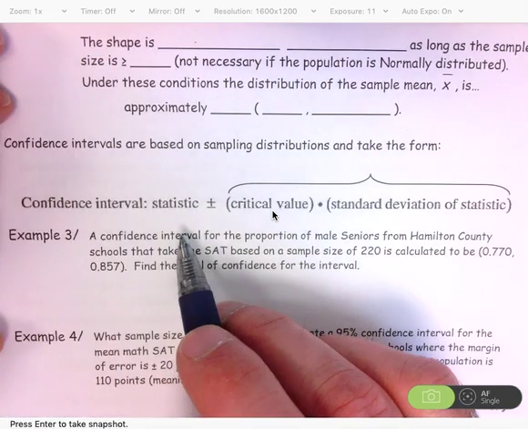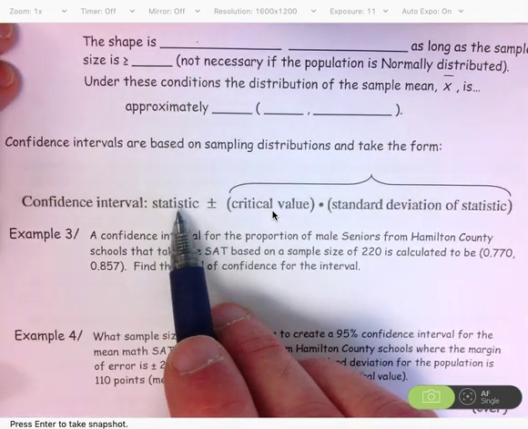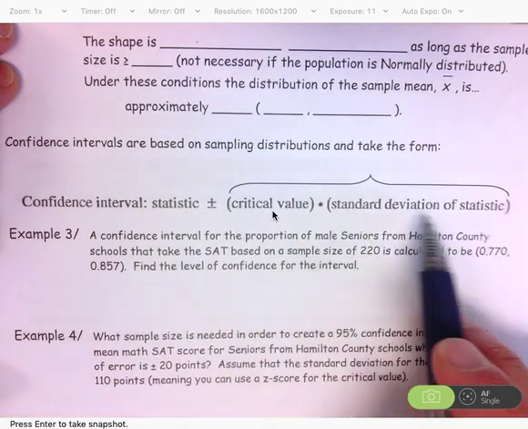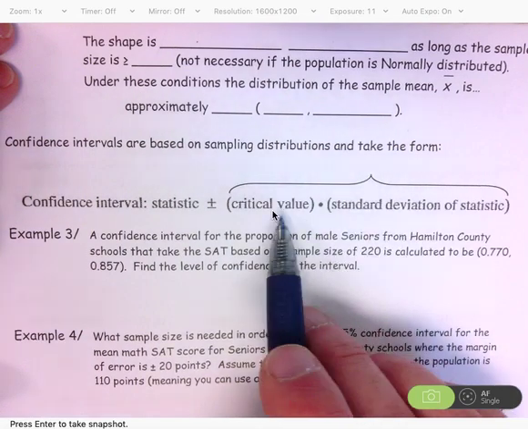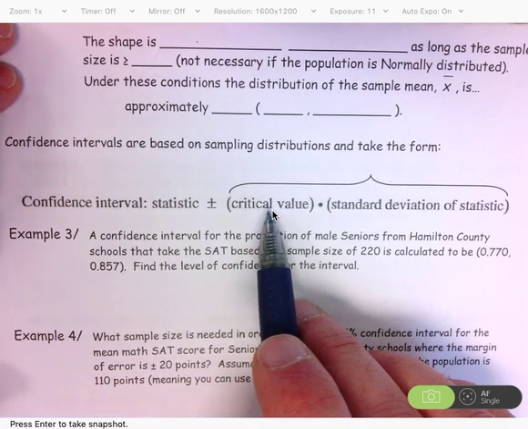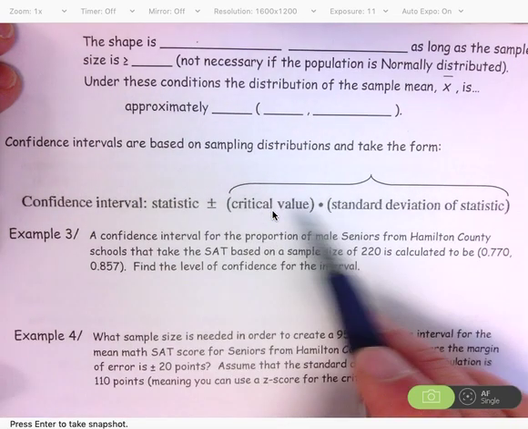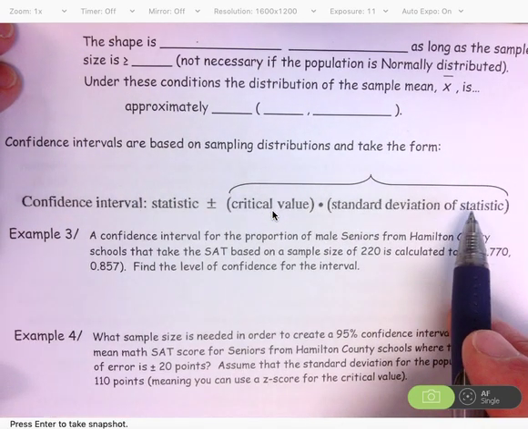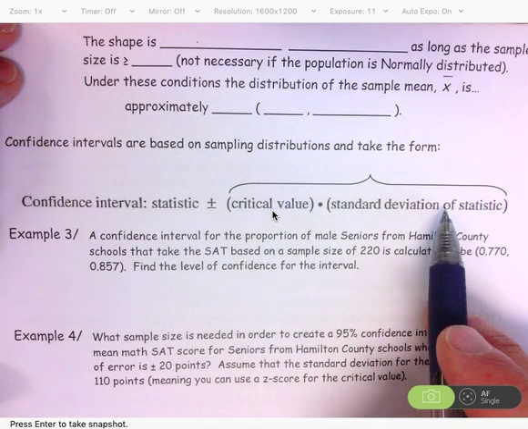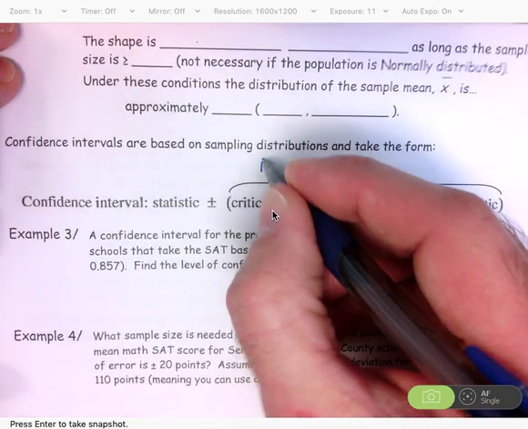Confidence interval structures are all the same. We have a statistic, and then plus or minus a specific number of standard deviations for that statistic. Well, that specific number is called a critical value. It's a z-score for proportions. It's a t-score for means. And this is the standard deviation for the sampling distribution of that statistic. Together, these two components make what's called the margin of error.